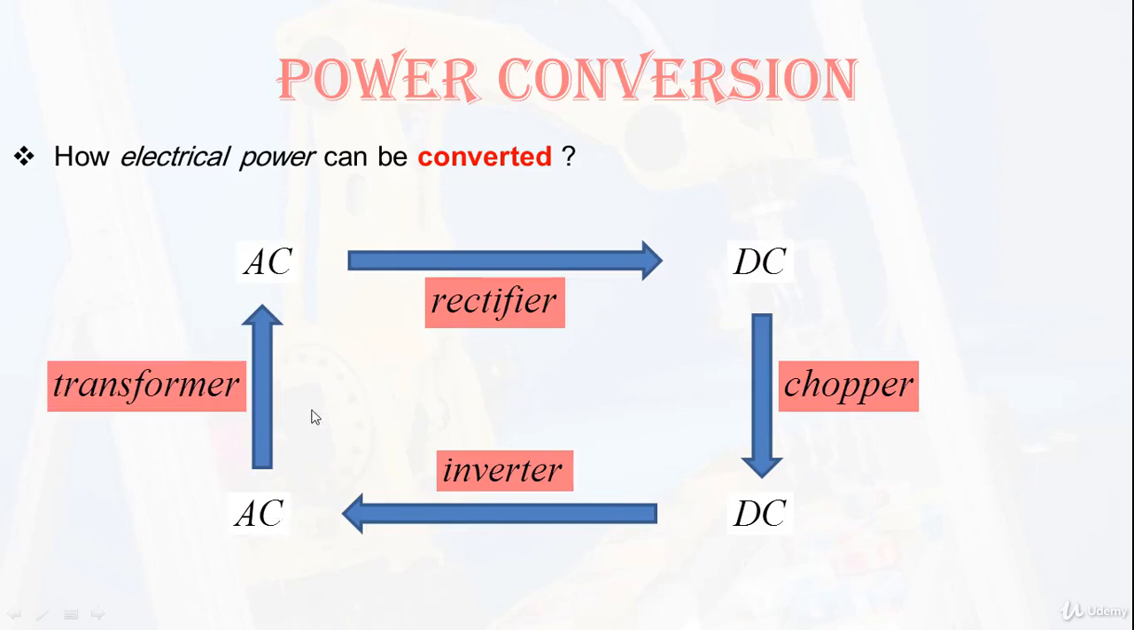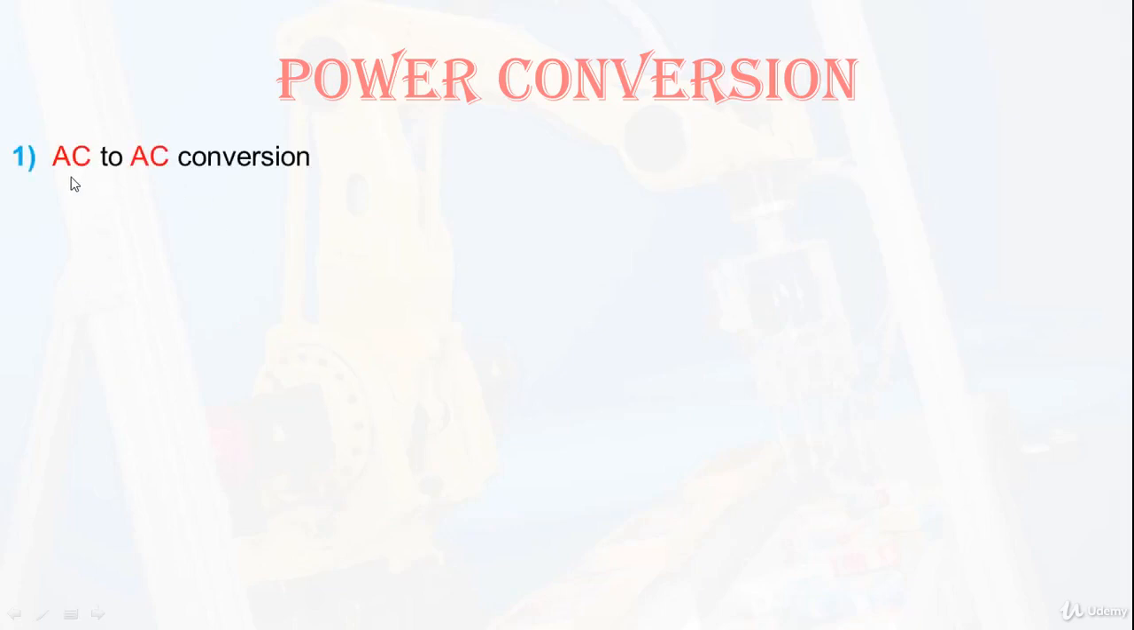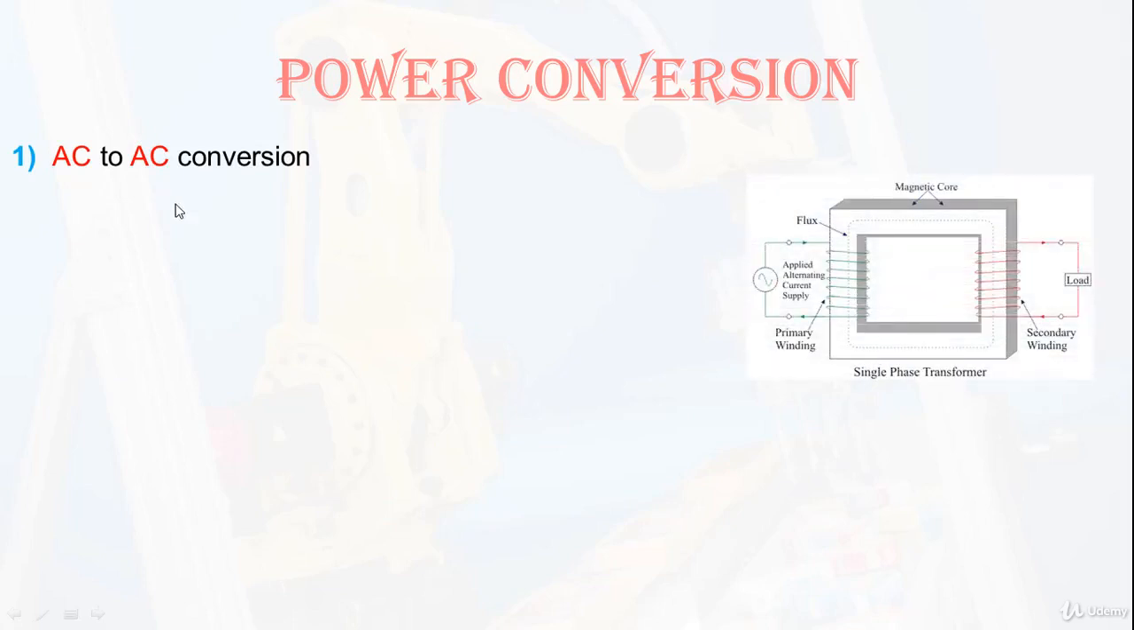So let's go through each type of them. How can we convert from one AC level to another AC level? We will use a transformer for this. According to the turns ratio between the primary coil and the secondary coil, with the source here and the load here, there will be a conversion of energy from one AC level to another AC level. But we must know that the input frequency and the output frequency will be the same for this transformer method.